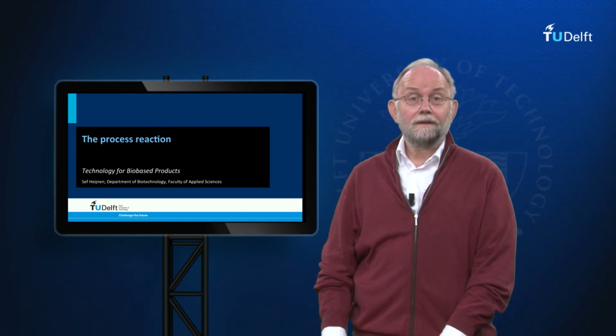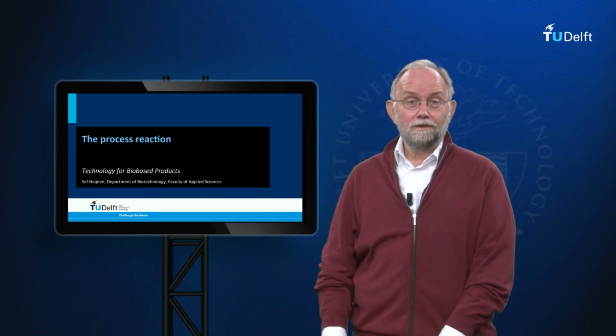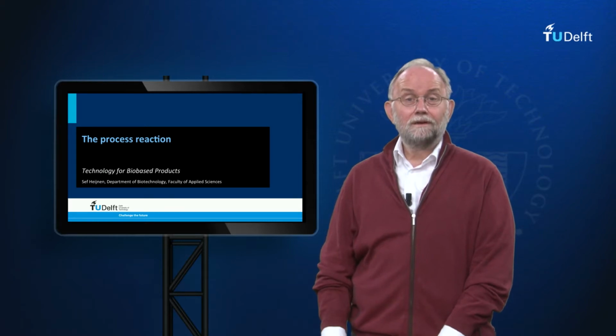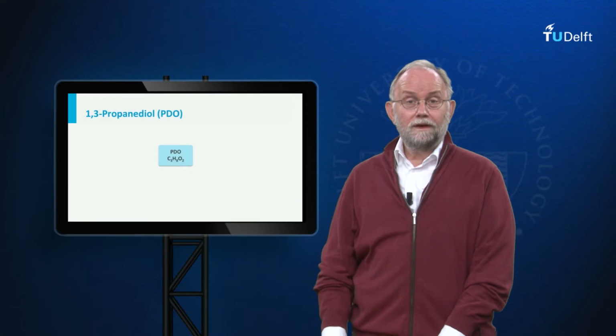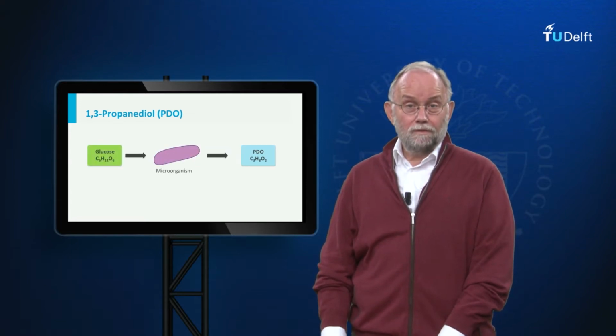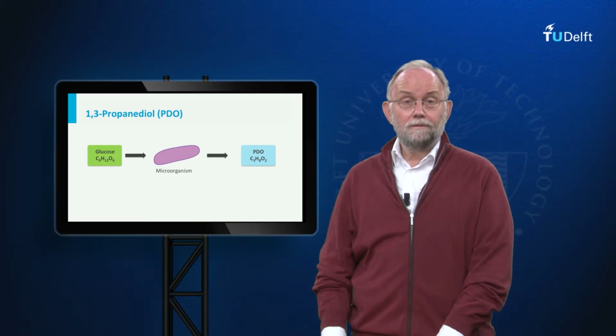Welcome again. As you have understood during this course, we focus on a case for making propanediol using microorganisms. Let us now have a look at how this production will look. Propanediol is a molecule which has the composition of C3H8O2. You would like to use microorganisms to make PDO from a sustainable substrate, for example glucose.